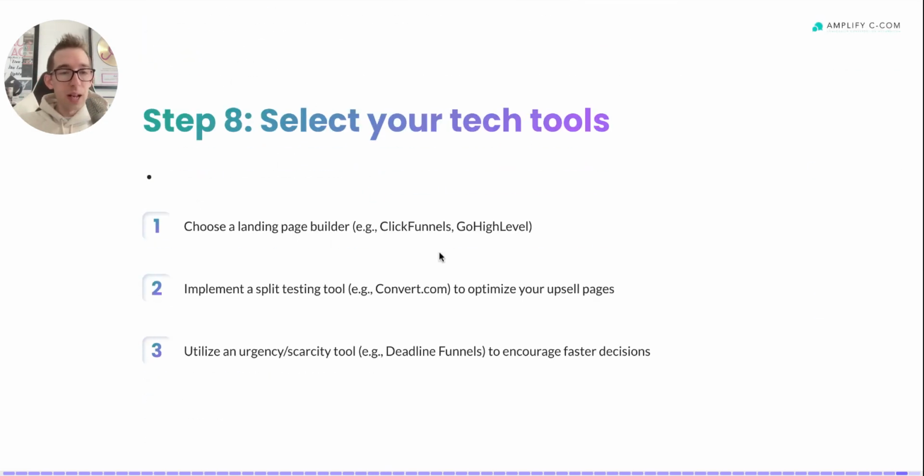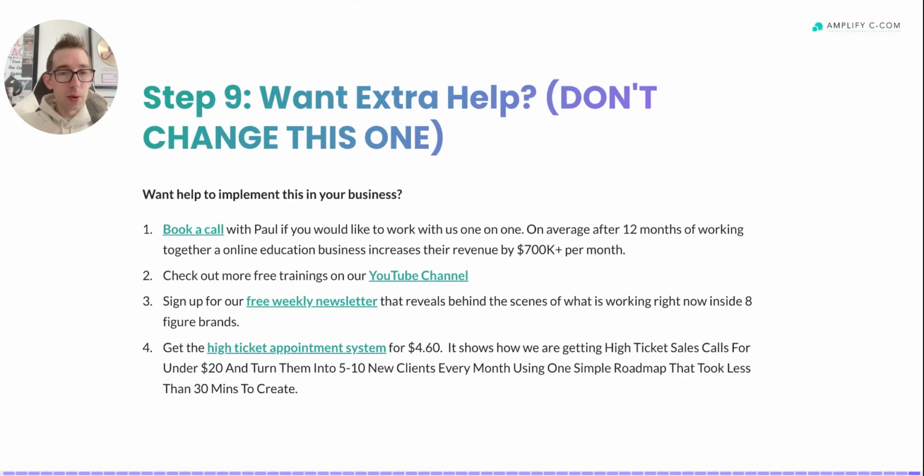Select your tech tools. So choose a landing page builder. Make sure you've got a split testing tool. Add urgency and scarcity where necessary.